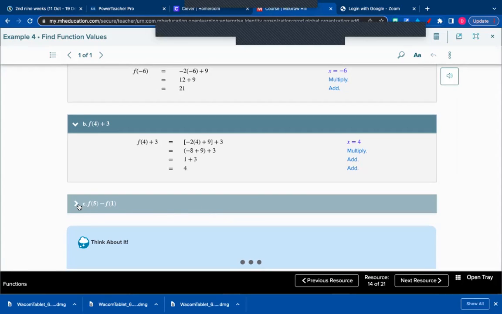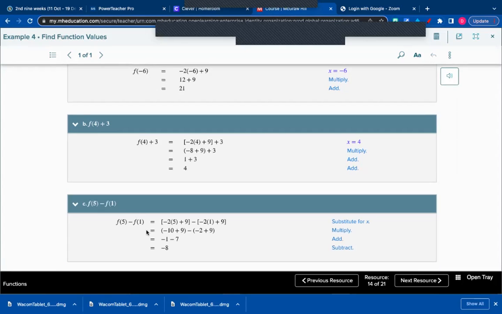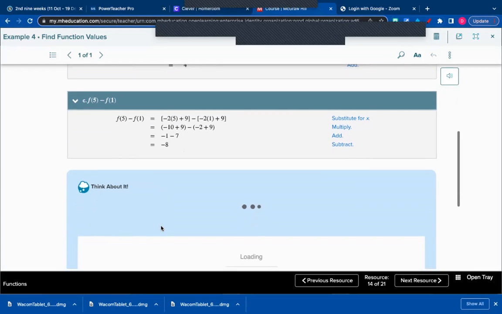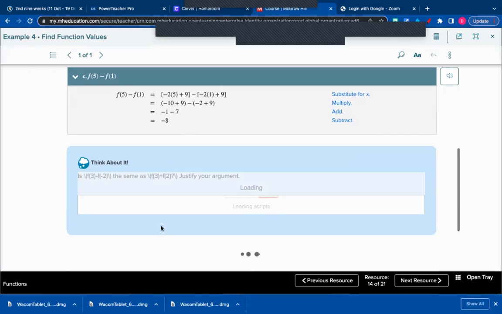Now look at this, f of 5 minus f of 1. We substitute 5 for x in the original equation, right? So negative 2 times 5 plus 9. Then minus f of 1. For f of 1, we take that equation and substitute a 1 for x. And then we just do our order of operations and solve. It's not bad.